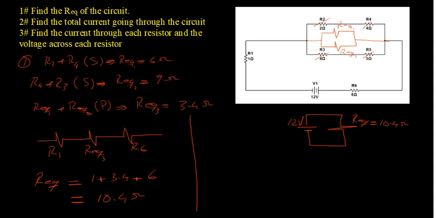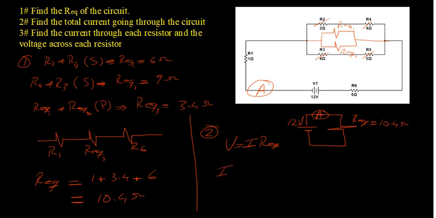Now for the second part, which is finding the total current, it's like putting an ammeter here in the original circuit, to measure the total or full current going through the circuit before any resistor, right? And that should be very easy, following Ohm's law.